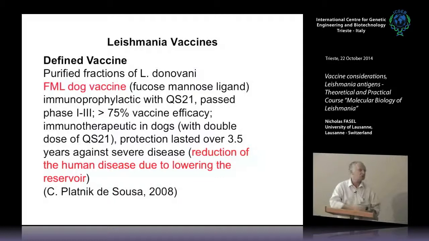You can have maybe something which was working a certain percentage in dogs, but I think the reduction of the disease due to lowering the reservoir is maybe something which is quite important. So maybe you have something which is not 100%, it will never be anyway, works to a certain level, but probably you decrease the transmission of the parasite.